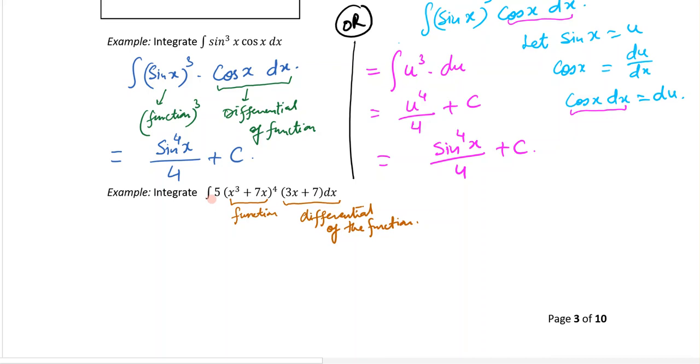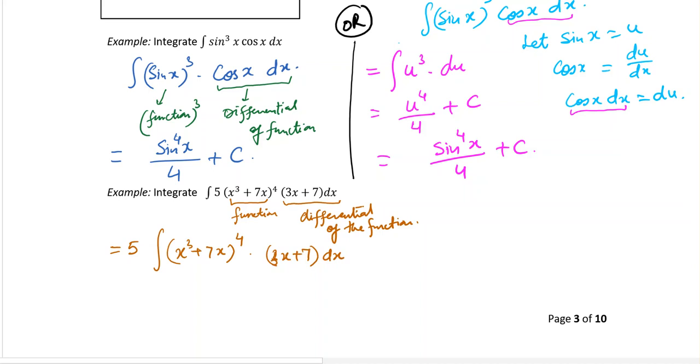And we have a 5 here. So we can rewrite this problem as, take the constant outside, and you have the integral of x cubed plus 7x raised to power 4 times 3x plus 7 dx. So you can use the substitution rule.